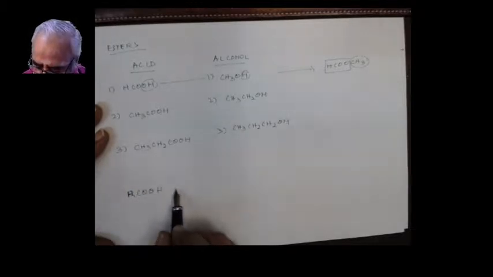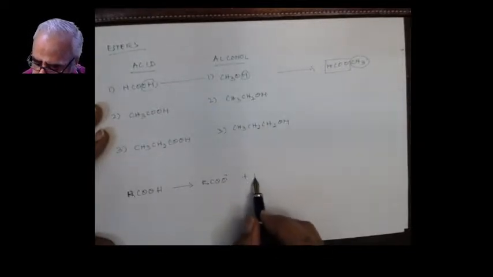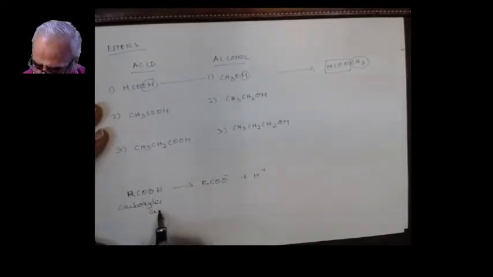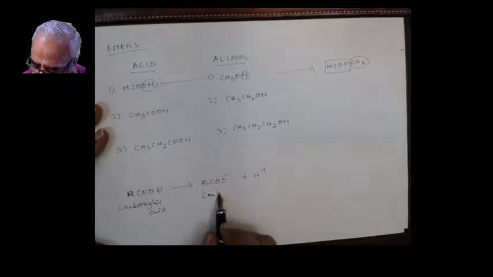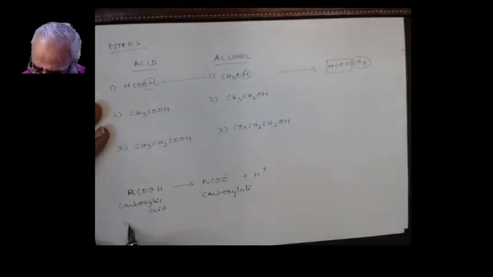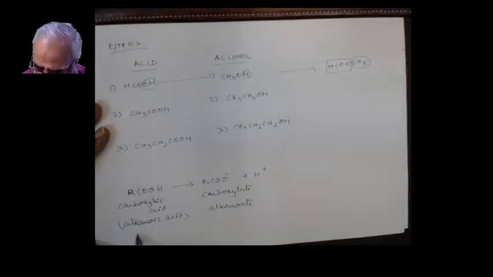We already know COOH is an acid. When you remove a hydrogen, it becomes carboxylate plus hydrogen. Are you able to follow? So what do you call it? This is carboxylic acid, and this one is carboxylate. So this can be called alkanoic acid, and this should be the respective alkanoate. For example, if I have CH3COOH, it's called ethanoic acid.